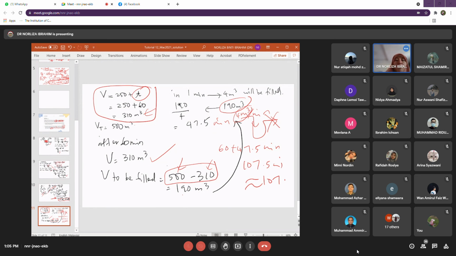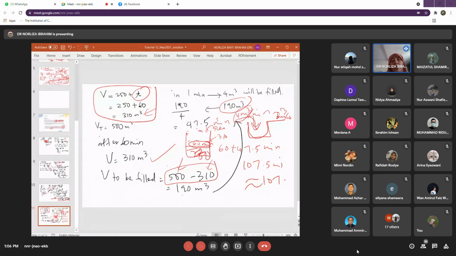So from 250, to fill up to 500, the first 60 minutes, it went up to 310. At 60 minutes, you require 60 minutes to fill up to 310 because you have the inlet and your outlet is there. You have both inlet and outlet. That's why you require 60 minutes. Here, 3 meter cube per minute, so the difference is 1 meter cube per minute. So that's why you need a longer time, 60 minutes.